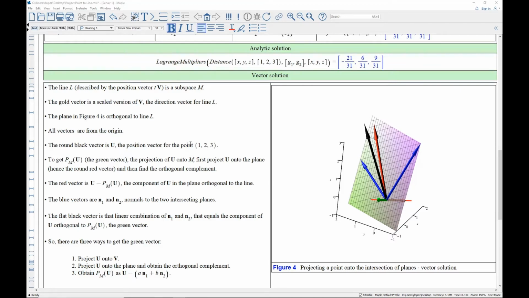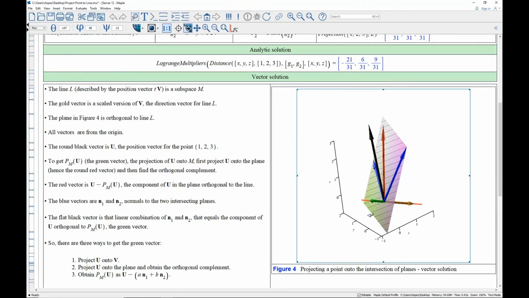Now, it can be found by projecting U onto the plane. You get the round red vector. Then you get the orthogonal component, or the orthogonal complement, and you get the green vector. The point that we're trying to find is at the tip of this green vector.